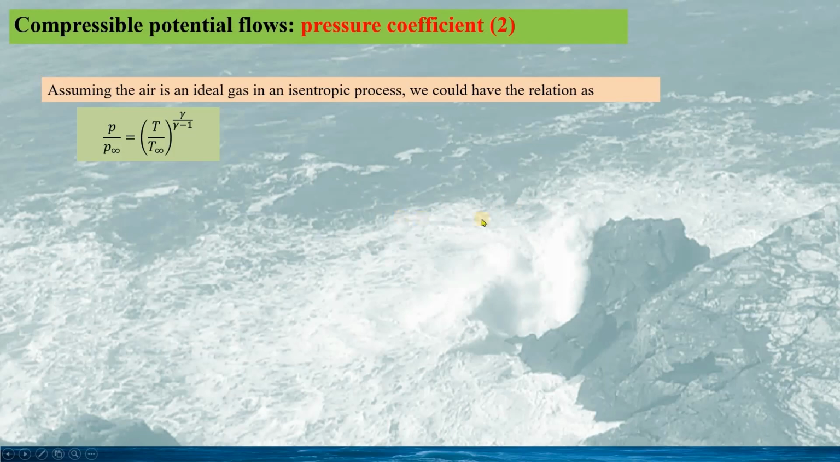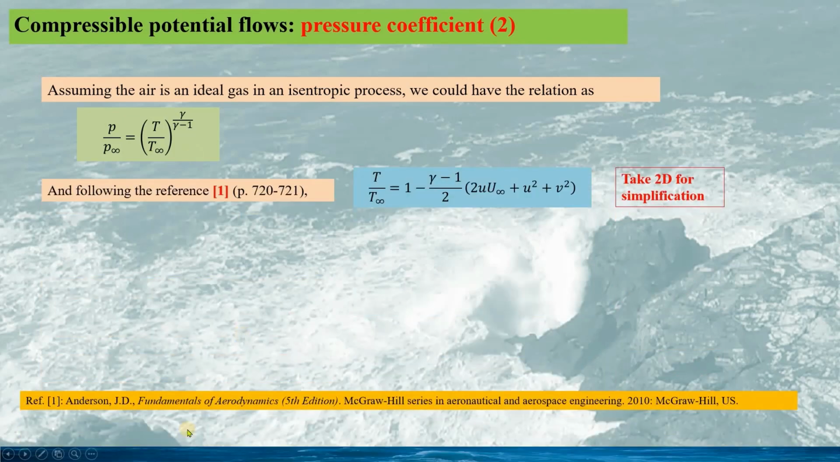Same as the assumptions for deriving the Bernoulli's equation for the compressible flow, here the air is considered as an ideal gas, and under an isentropic process, we have the relation between the pressure and the temperature given in this equation. And following the reference, the book Fundamentals of Aerodynamics, we can obtain the relation between the temperature and the velocity components given in this form. So here we take 2D for simplification.